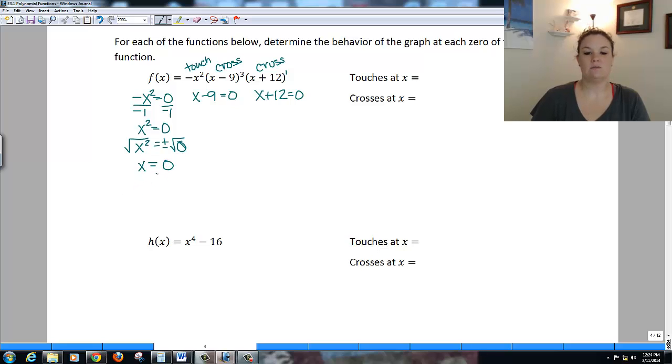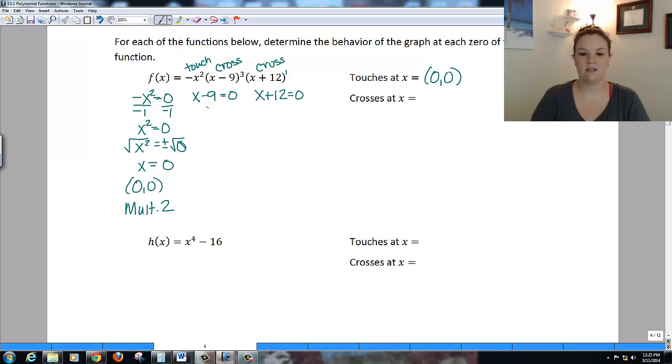Okay, so this means this x-intercept is going to be (0, 0). And remember, it had multiplicity 2 because it was squared. So since it has multiplicity 2, just like above here, I wrote that it touches. So over here it says touches at x equals. I'm going to go ahead and write the ordered pair, because we want to write it as an x-intercept. So instead of x equals, I'm just putting the actual x-intercept.